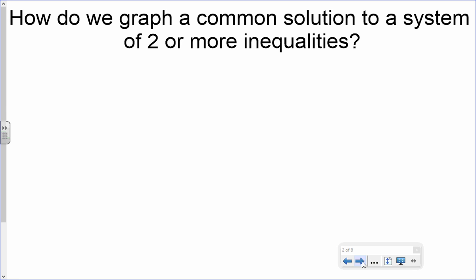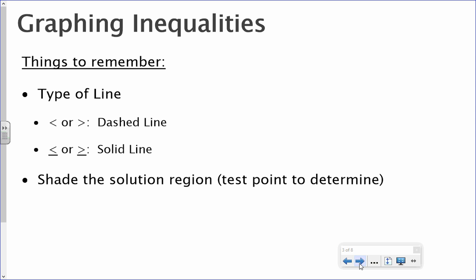Now, there are a couple things that I do want to fix about these graphs. They are minor fixes, and as soon as I put it up on the board, you're going to be like, oh, yeah, I remember that. What I need you to remember is that if you have a strict inequality, we're going to have a dashed line. If you have a less than or equal to, greater than or equal to, you're going to have a solid line. Nick did a good job over here with his graph. Maybe one is solid, one is dotted.